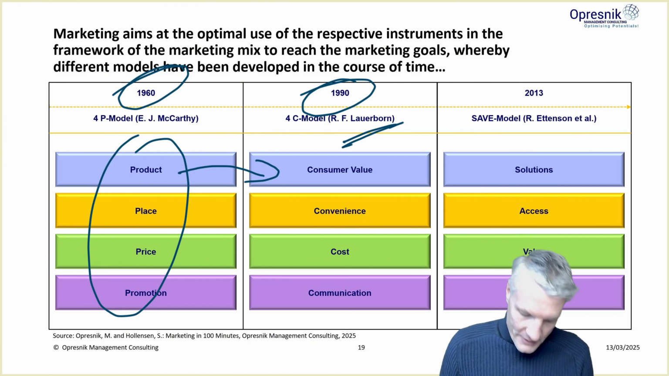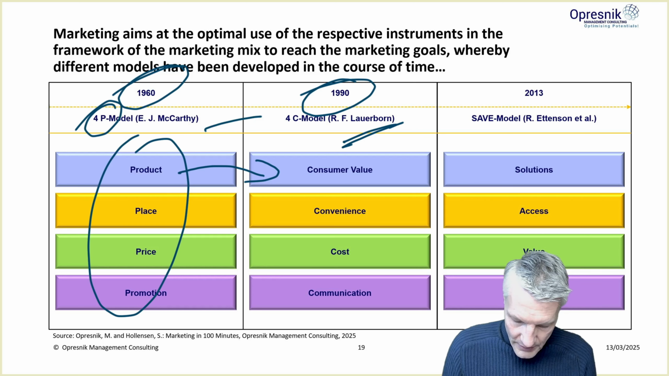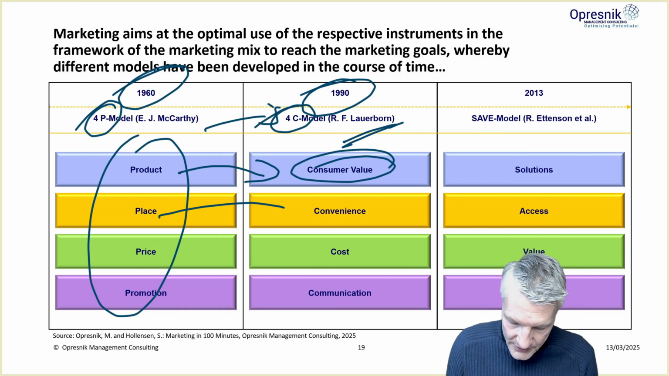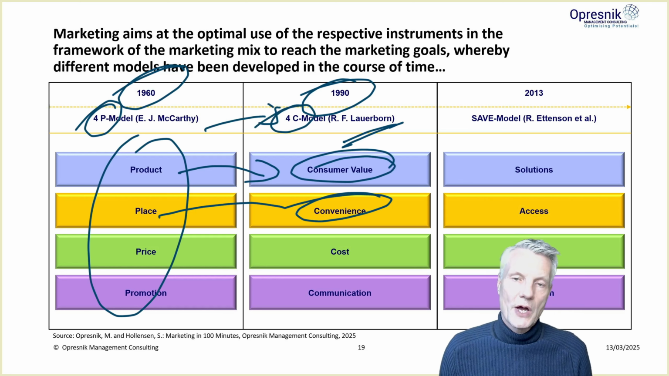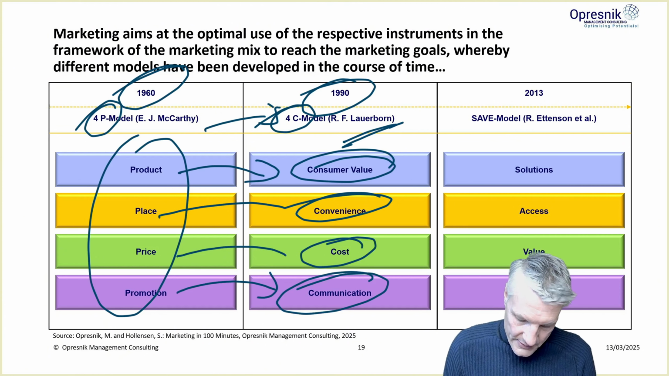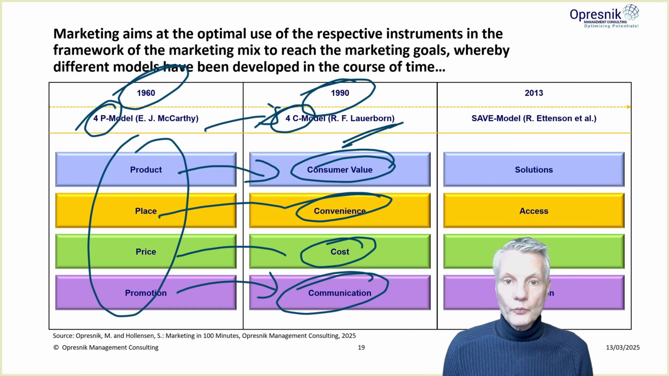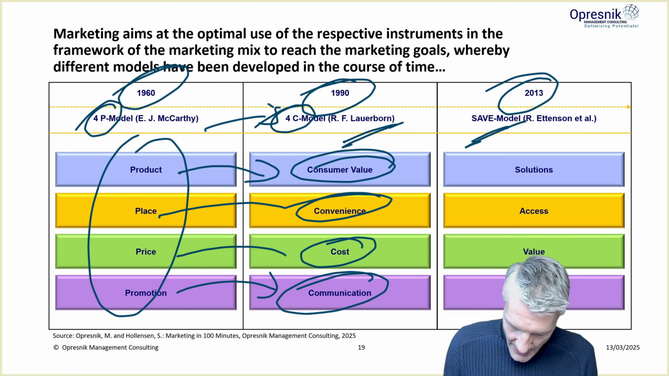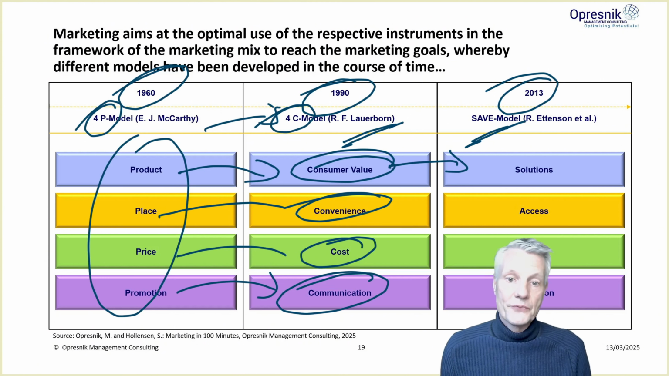And he's reshaping this 4P model into a 4C model, which is comprised of the customer value. Place turns into convenience. So how convenient is it to acquire the products and services? Price turns into cost, and promotion is turning into communication. What I even like better is kind of a recent model, which is called the SAVE model. It's easy to remember, SAVE model. It's coming from Professor Ettenson and others. And I mentioned that before in the first session already.